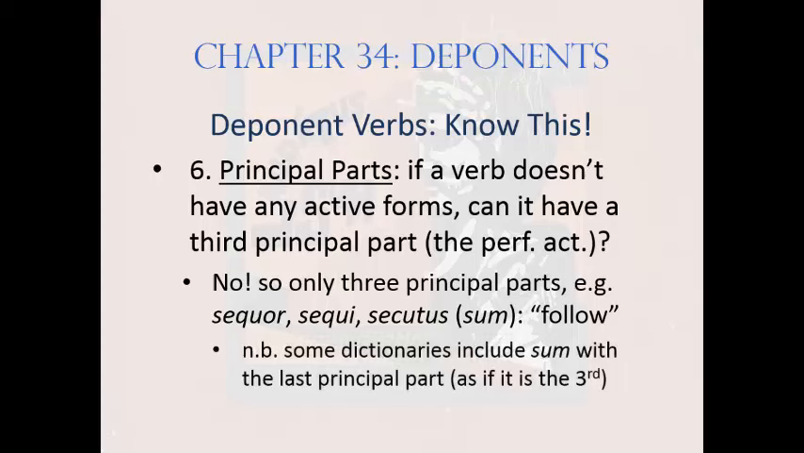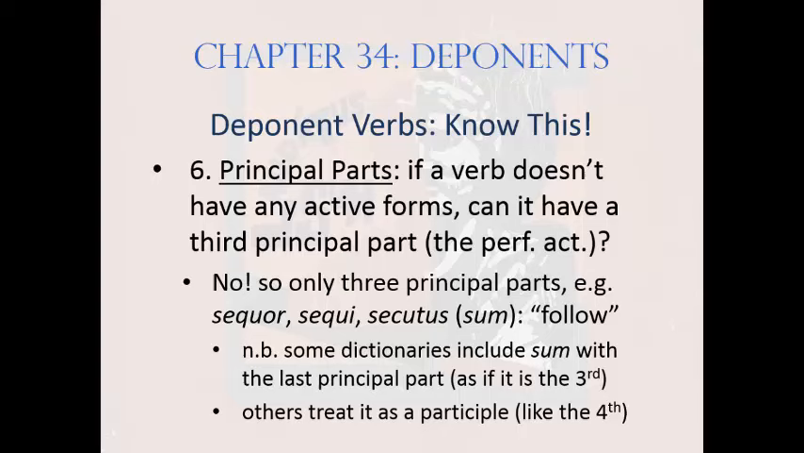Now, some dictionaries and Latin word lists make the third vocabulary entry for deponents a true third principal part by adding sum. For example, secutus sum, I have followed. But you don't need the sum to know all you need to know about the verb. So I agree with those who leave it off and treat the third vocabulary entry like a fourth principal part. In sum, why type out letters you don't need? And those are the 6 things you need to know about deponents.